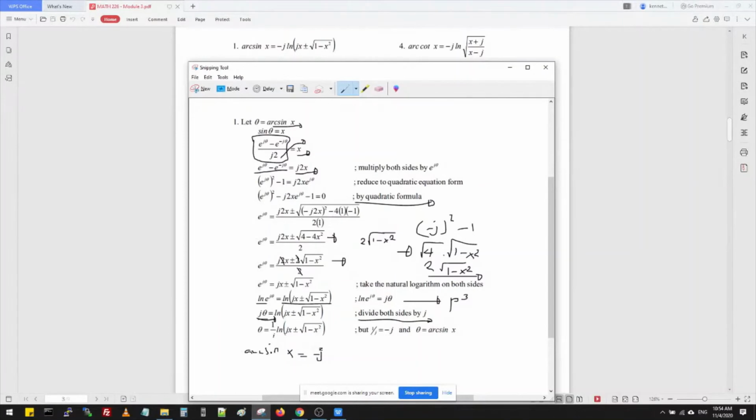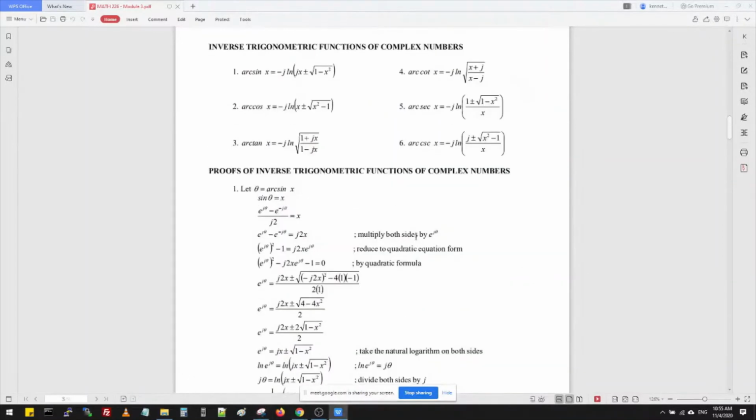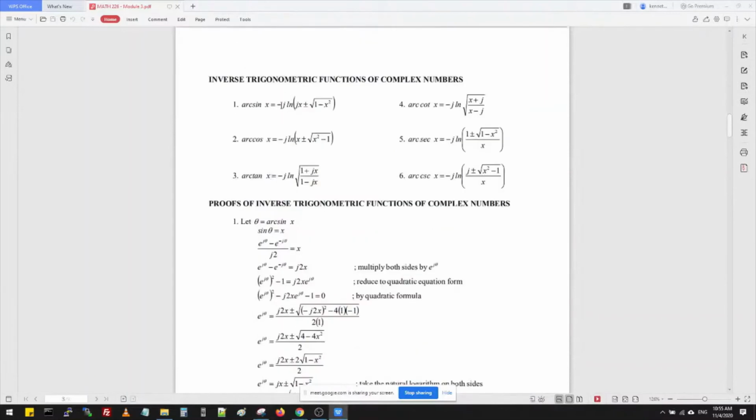ln of x plus minus square root of 1 minus x squared. So that is our proof. If we check the arc sine, it is the same, so that is j ln of jx plus minus square root of 1 minus x squared.